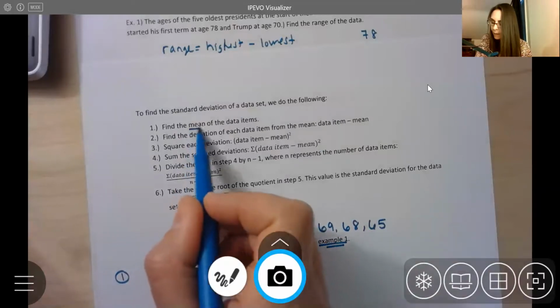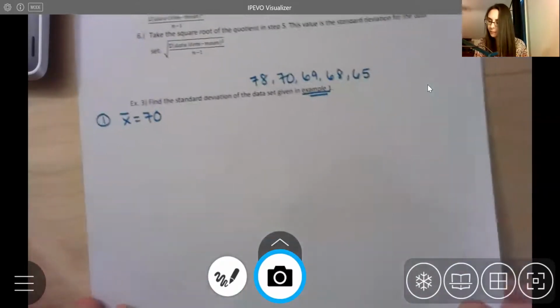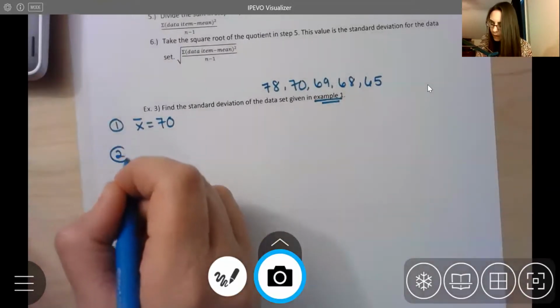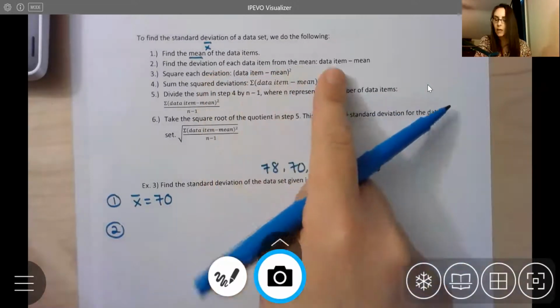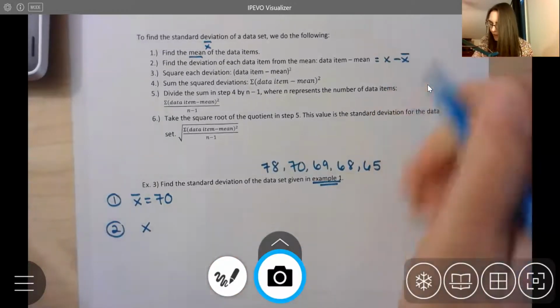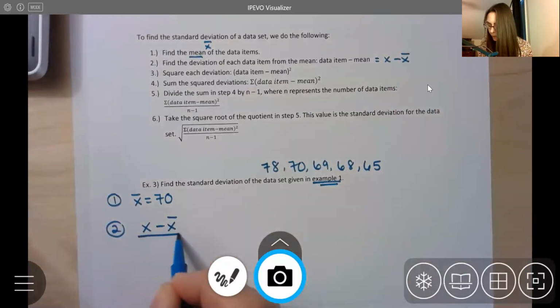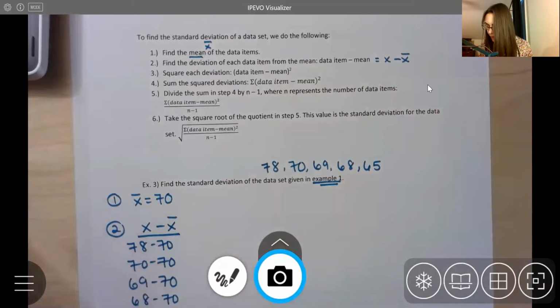And our first step is to find the mean of the data items. So we already have that. Our mean here happens to be 70. Okay, so we did that on the page before. The second step, again, we've kind of already done, is finding the deviation from the mean. So we're going to take each of those data items and subtract the mean from them. So I'm just going to rewrite this. So I have 78 minus 70, 70 minus 70, 69 minus 70, 68 minus 70, and 65 minus 70.